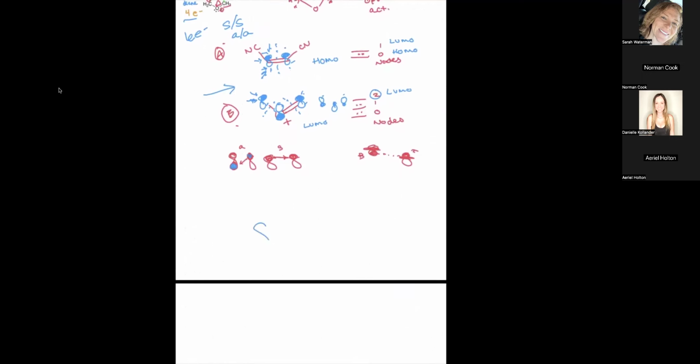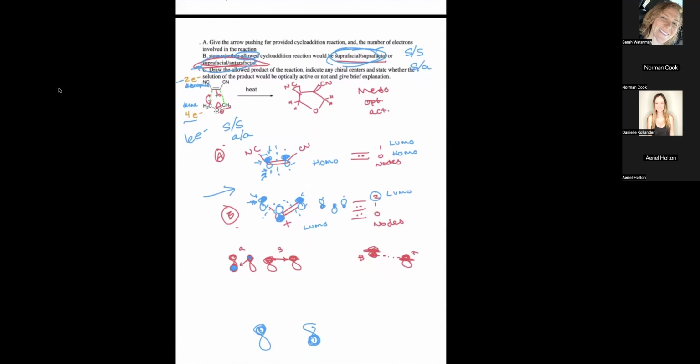And it doesn't matter, you don't put just supra-supra or antara-antara, because it's the same thing. If it's antara-antara, then it's supra-supra. This is specifically asking, is this a supra-supra or a supra-antara, right? So it's asking if it's this or if it's this, right? Yeah, no, I know. I guess I always just write supra-supra, but yeah. Sound good?